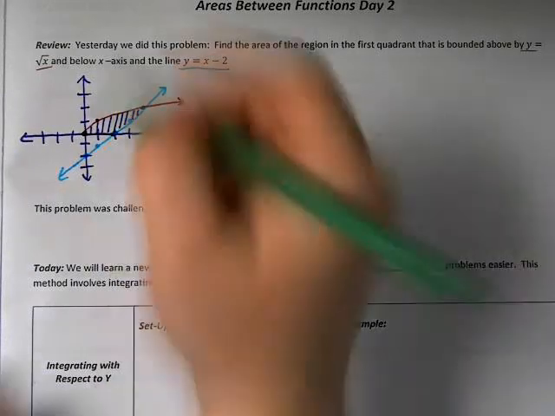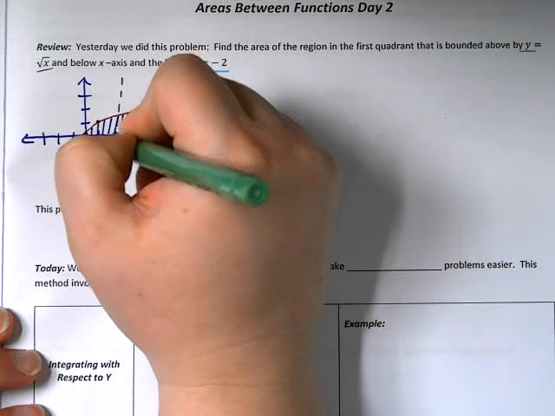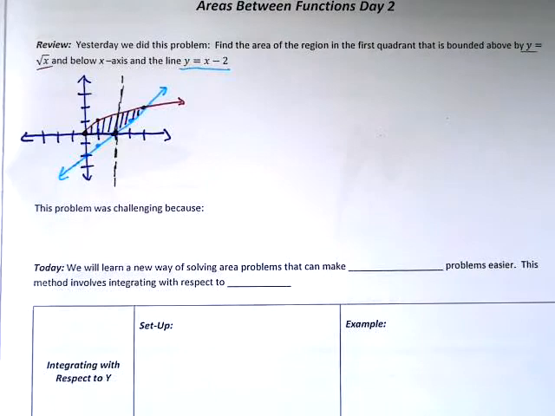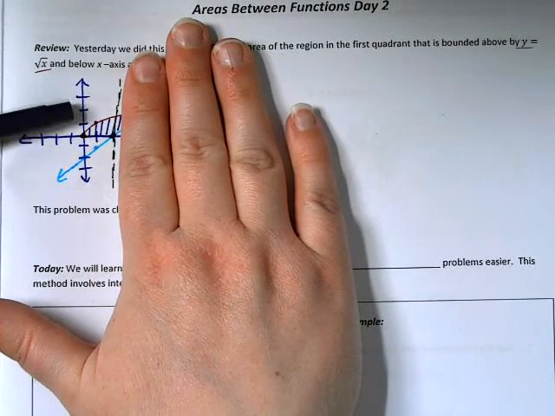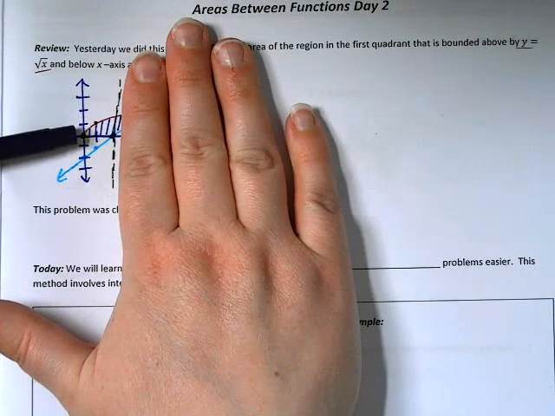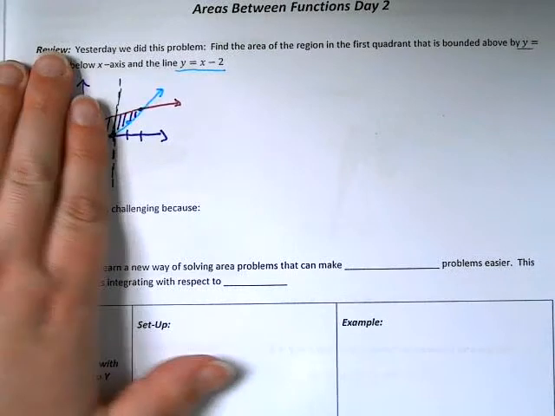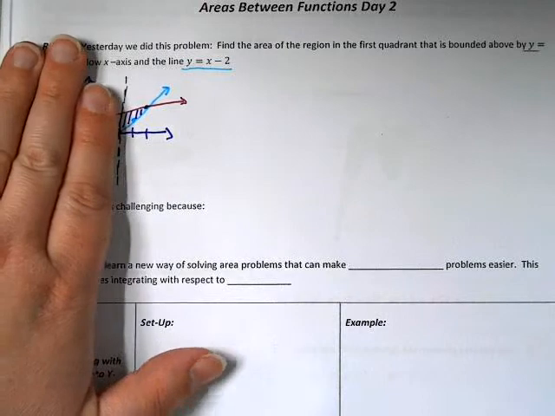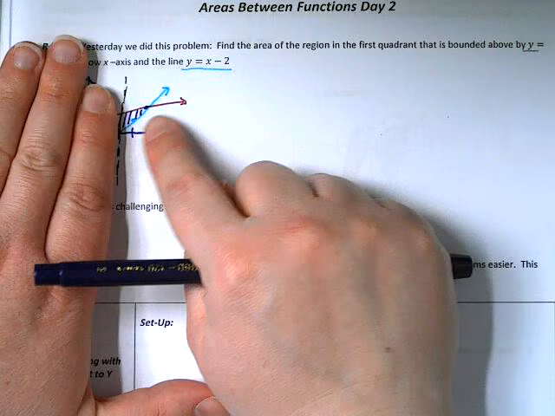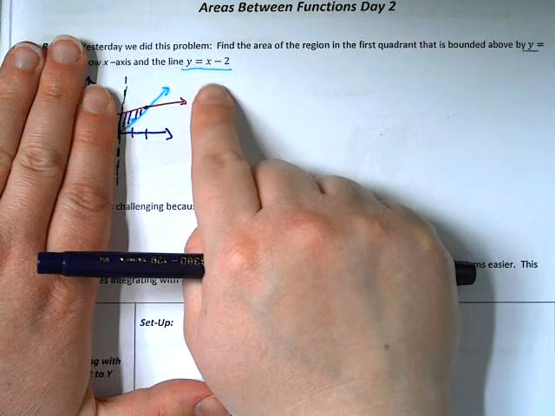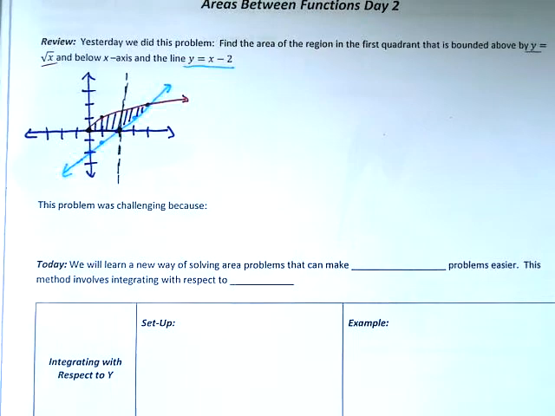But what we notice is that if we look at the line x equals 2, so I'm just going to roughly draw that through for us, if we look to the left of that, then the top function is the red, the square root of x, and the bottom function would be 0. It would be the x-axis. But if we look to the right of the line x equals 2, then we know the top function is the red, the square root of x, and the bottom function is now this line, y equals x minus 2. So we had to set up two separate integrals.